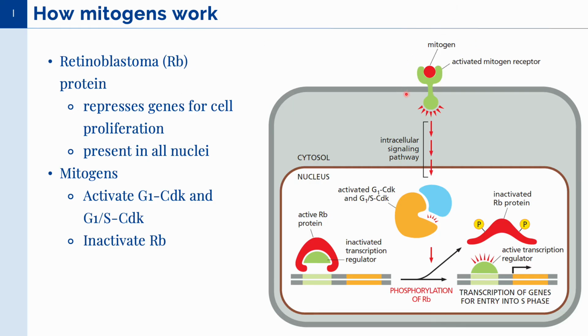Now, once the mitogen has been detected by its receptor, its effect is that it activates the G1-CDK and G1/S-CDK complexes, and in turn, these complexes inactivate our RB protein with the use of inhibitory phosphates. Now, once this protein has been inactivated, the transcription regulator that it was blocking can now transcribe the genes needed for the cell's entry into the S phase.